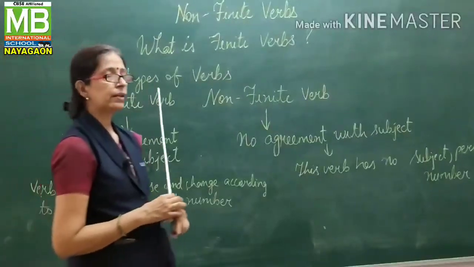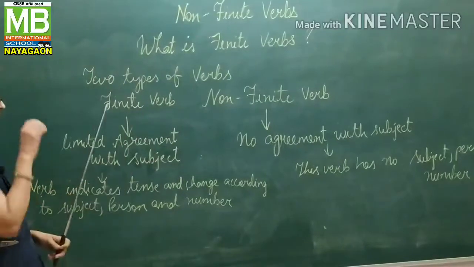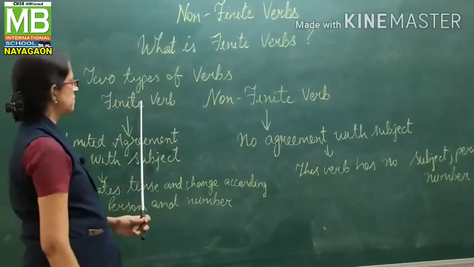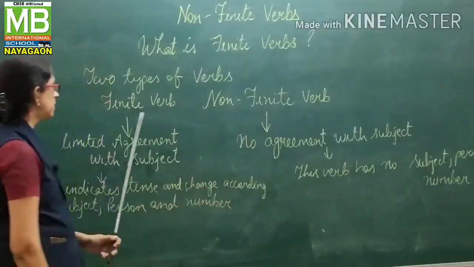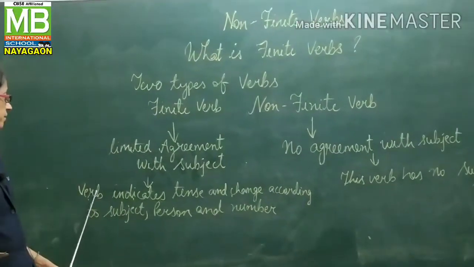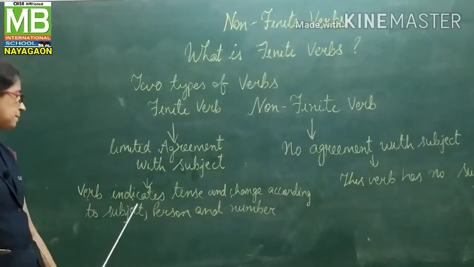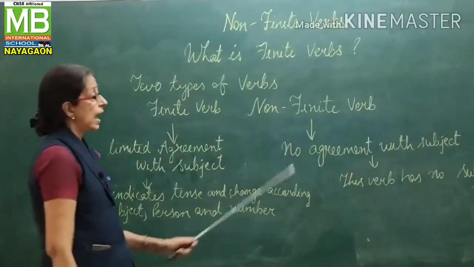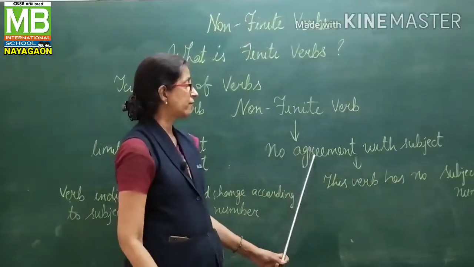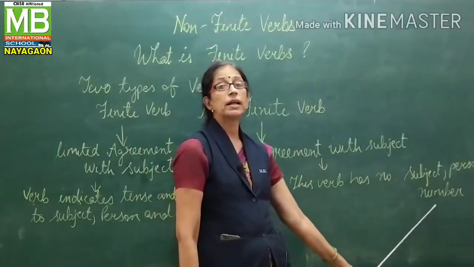Okay, today we will be doing the topic non-finite verbs. Now, what is a finite verb? There are two types of verbs, finite verb and non-finite verb. Finite verbs have limited agreement with the subject. Here, this verb indicates tense and changes according to subject, person and number. And non-finite verbs have no agreement with the subject. This verb has no subject, person or number.